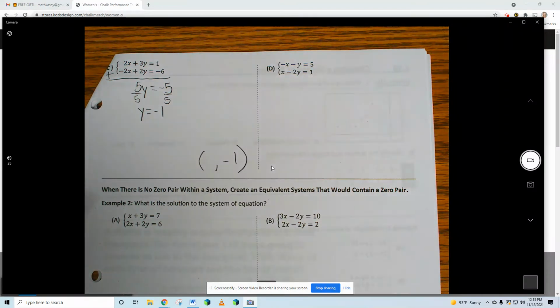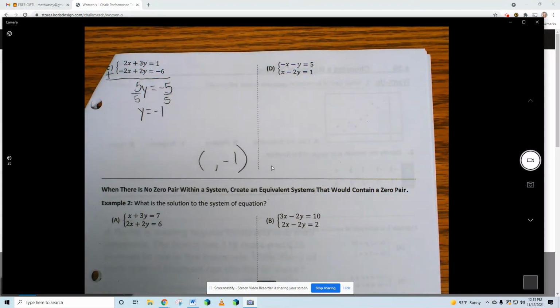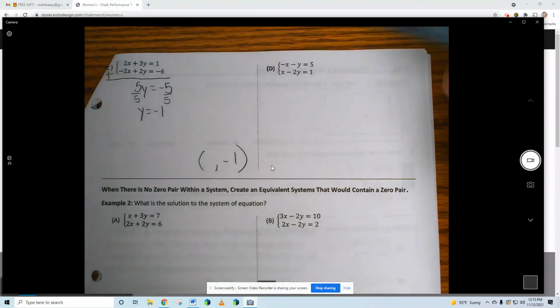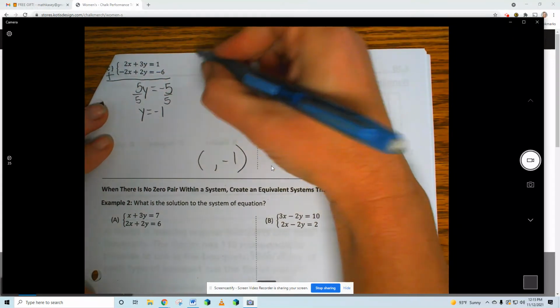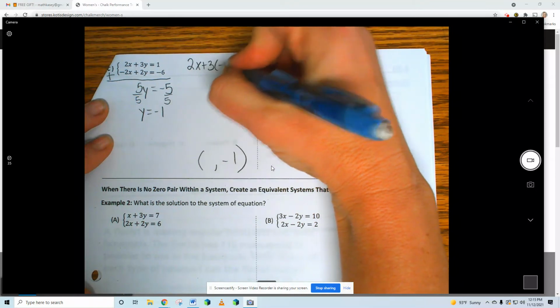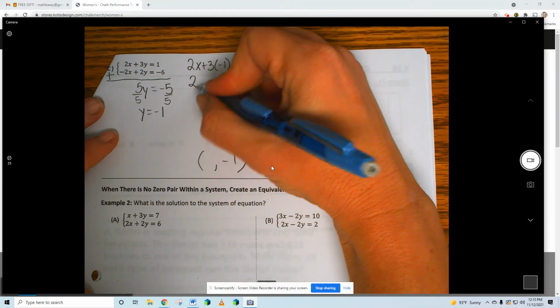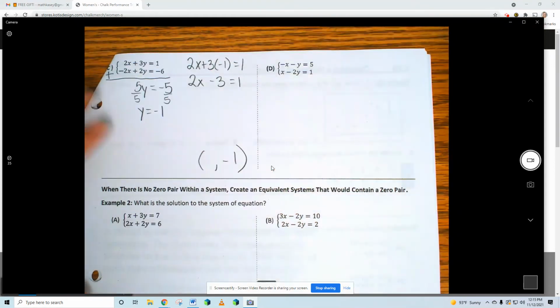I'm halfway done. So I know that y's value is negative 1. I need to plug it in. Which equation do you prefer? Top or bottom? Top. Okay. Instead of y, I'm going to replace it with negative 1. 2x plus 3 times negative 1 equals 1. 2x minus 3 equals 1.